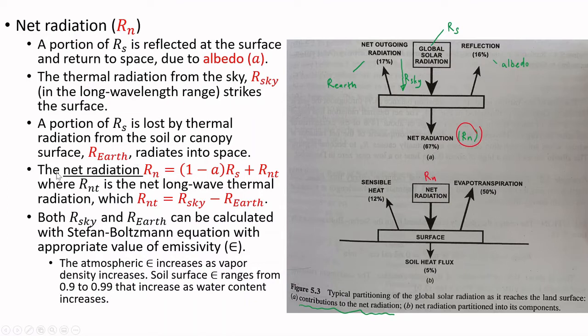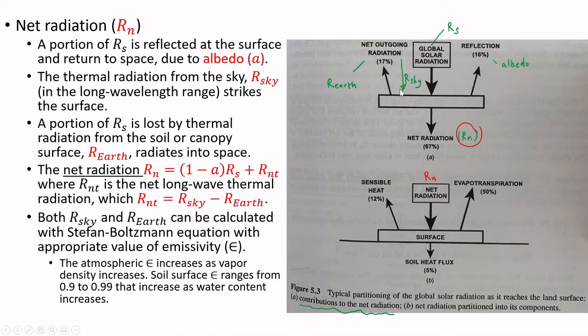Alright, so we have a net radiation, Rn. After the global solar radiation comes in, only a portion is actually obtained by the soil. So that's called net radiation, which equals 1 minus albedo in the bracket, multiplied with the global solar radiation, plus Rnt. Rnt is the net long wave thermal radiation, which is given by R sky minus R Earth. Both of them are long wavelength radiation.